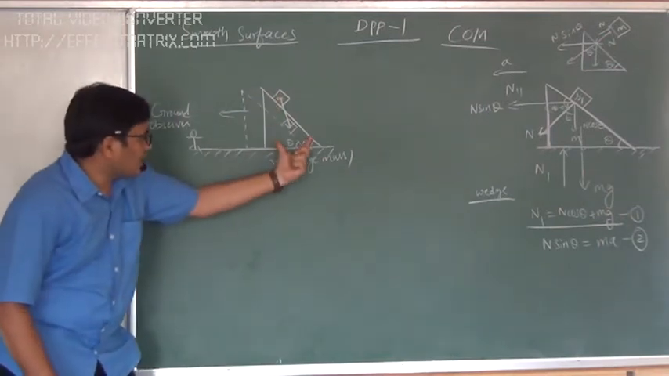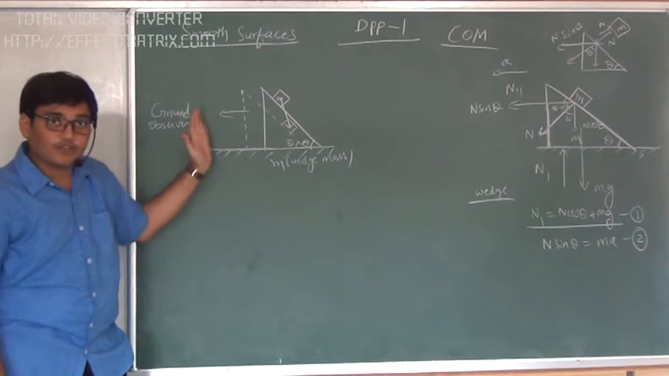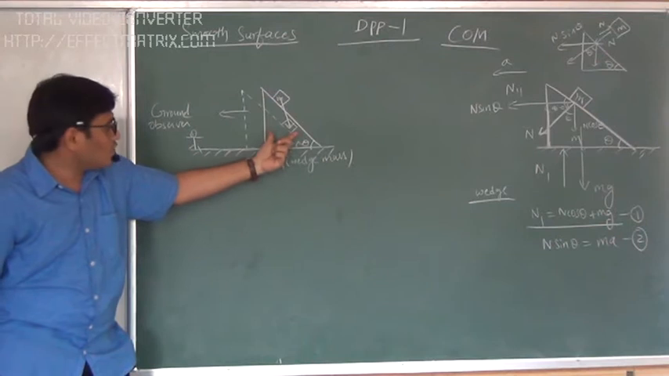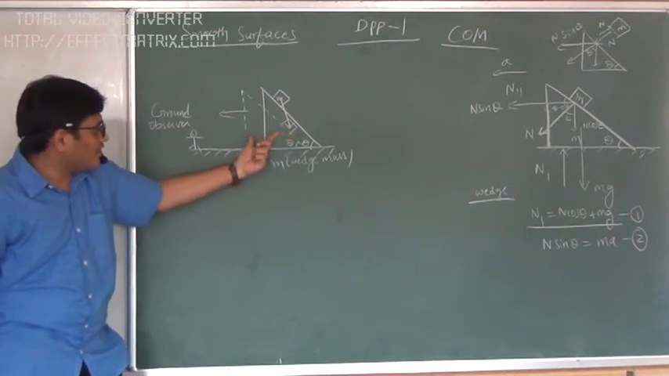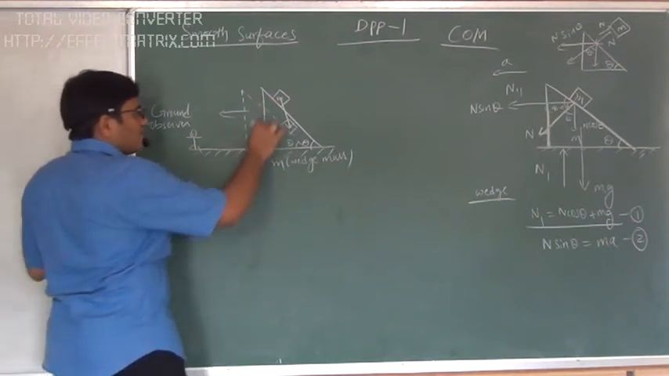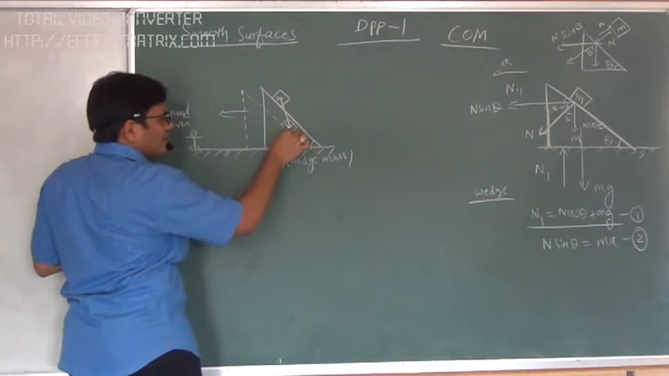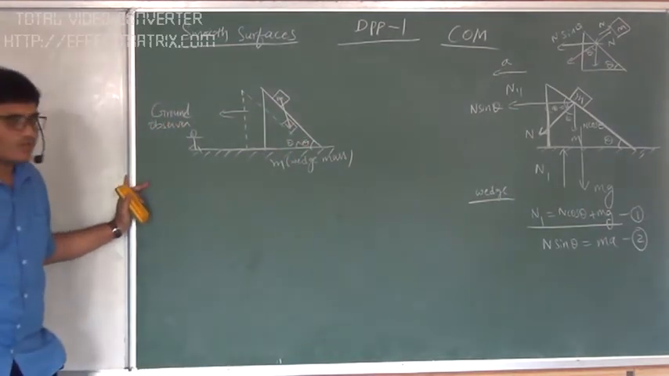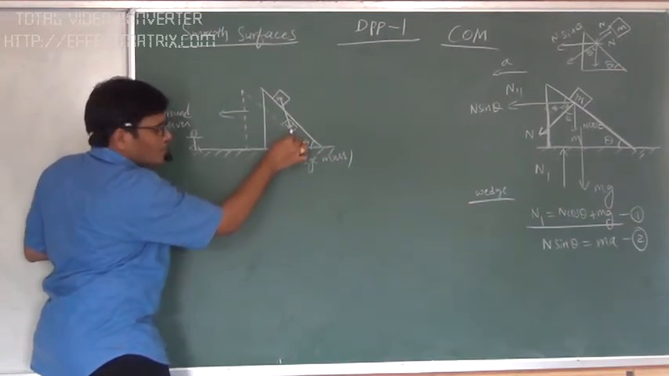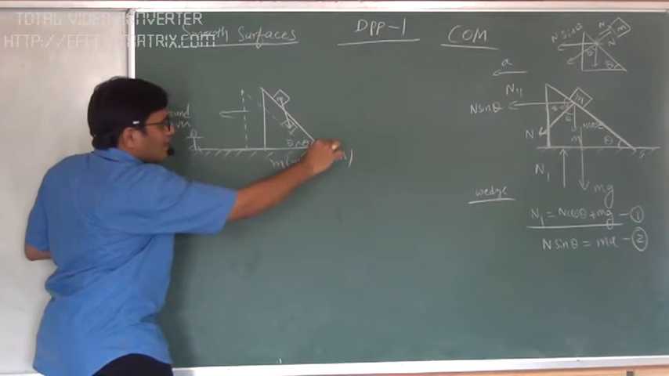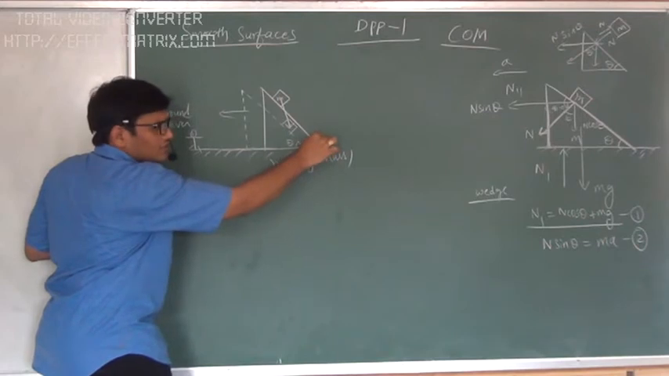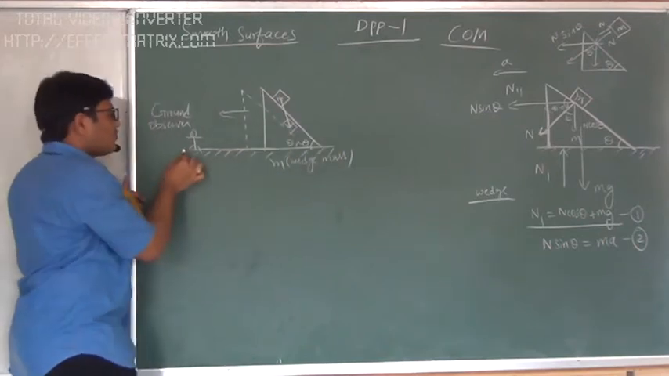The wedge is like this. This dotted line is the next position of the wedge. At t equals 0, the dark lines show the wedge. After some time the wedge shifted here and the block shifted down. So for the ground observer, the block is not moving along the inclined plane direction. It is moving in some other direction, with respect to the ground observer.